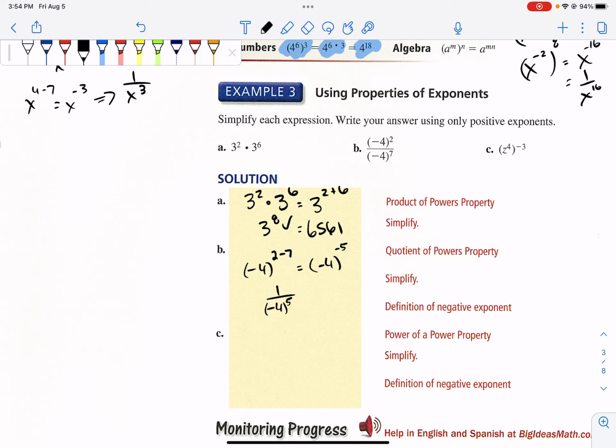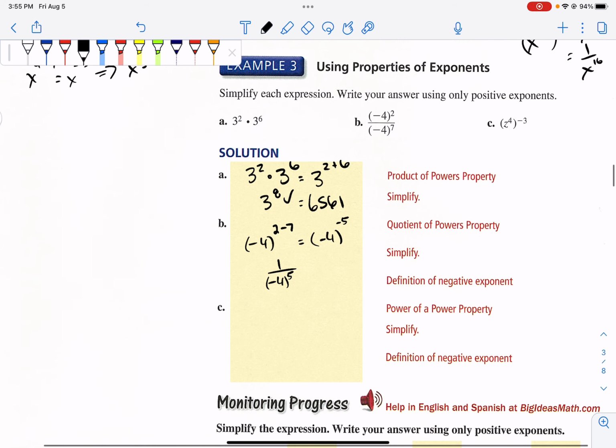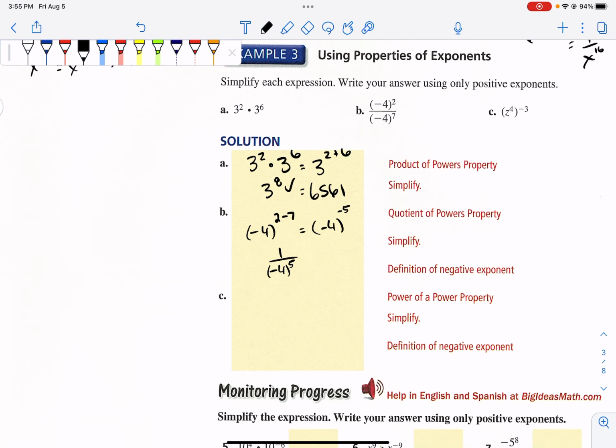Now, you are welcome to type that in your calculator. Again, we're not going to take the time to do 4 times 4 times 4 times 4 times 4. You are going to get a negative fraction. The number on the bottom is going to be negative. You can use your calculator to do that.